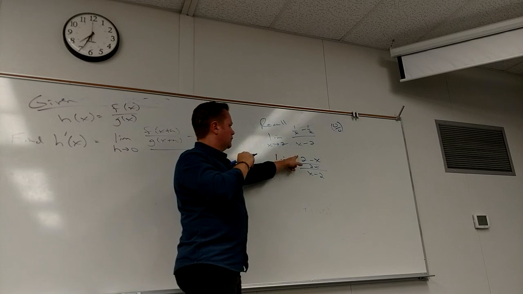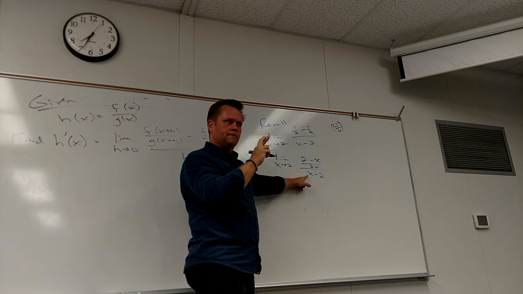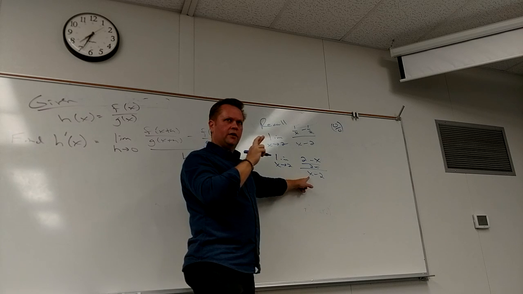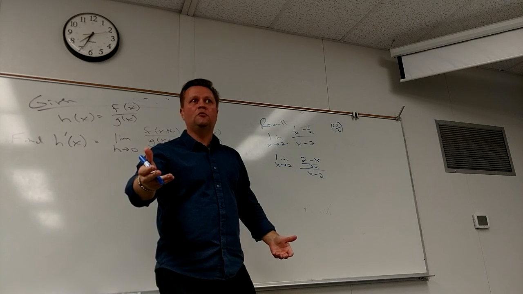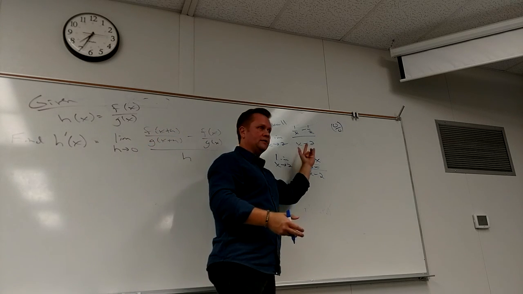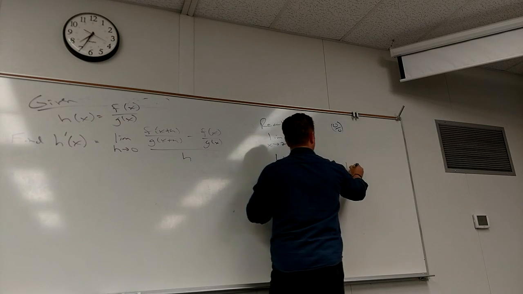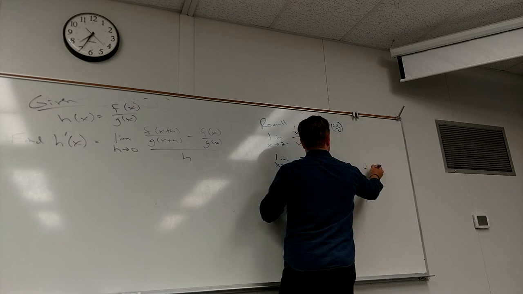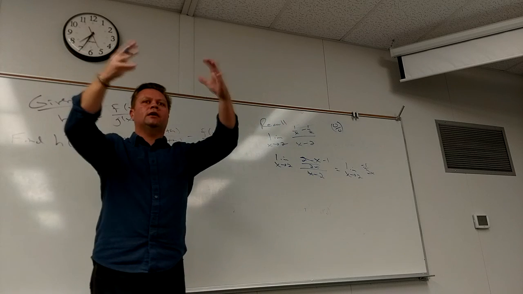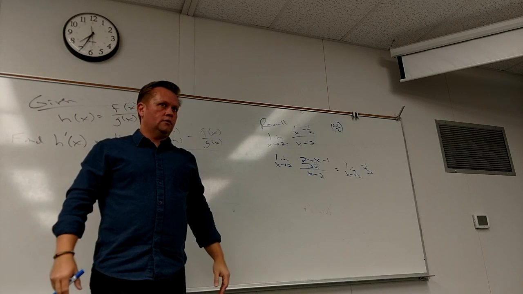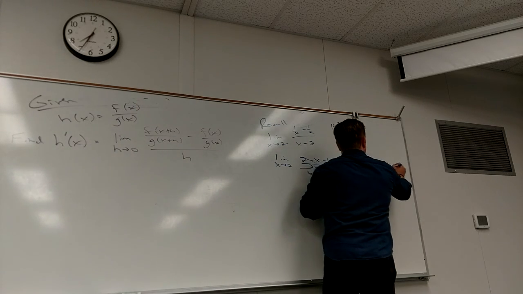What is 2 minus x divided by x minus 2? What's x minus 2 divided by x minus 2? 1. So what's 2 minus x divided by x minus 2? Negative 1. I love it. So I get the limit as x goes to 2 of negative 1 over 2x. So that's what putting those two separate fractions together does for you. And so you get negative 1/4.